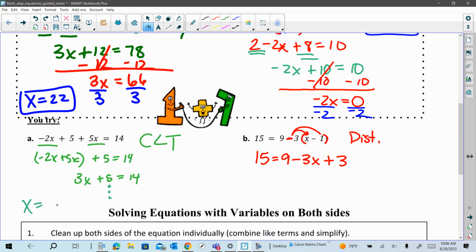Is it 3 on this one? Yes or no? Yeah, we should have 3 here. Okay. We should combine like terms here. Make sure you do that first.